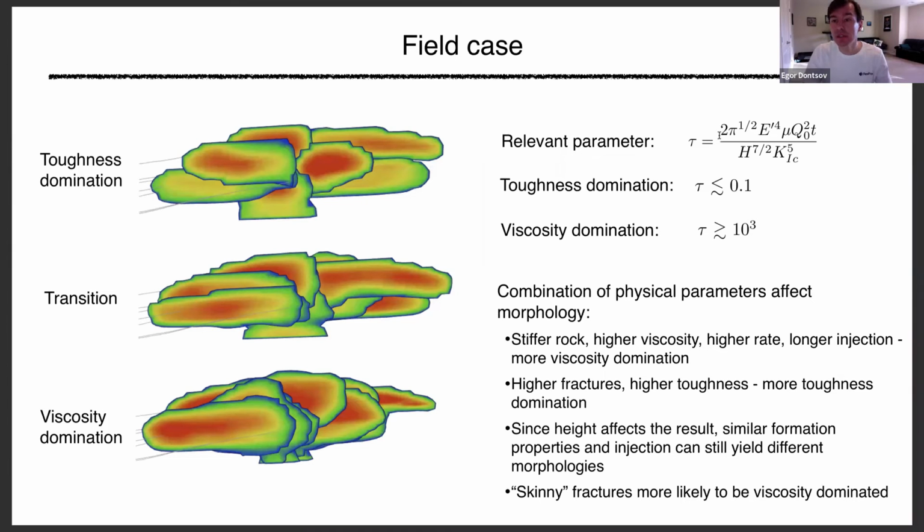So this is a dimensionless time parameter that determines where we are, right? If it's less than roughly 0.1, toughness dominates. Roughly more than 10 to the 3, then viscosity dominates. So we have Young's modulus here, E, or plane strain modulus. We have viscosity, injection rate Q, injection time, fracture height, and toughness, right? There are very different powers of these, but in general, if you have stiffer rock, so you increase Young's modulus, high viscosity, higher rate, longer injection, then you have more viscosity domination, right? So you increase tau, it becomes larger. If you increase fracture height or toughness, then more toughness domination.